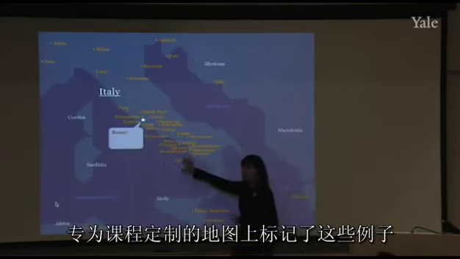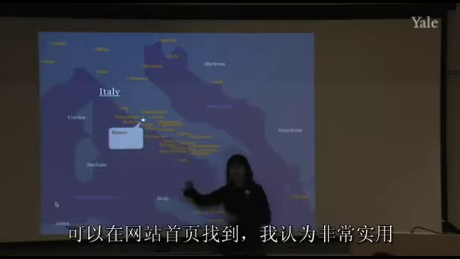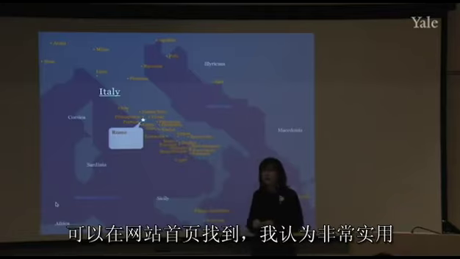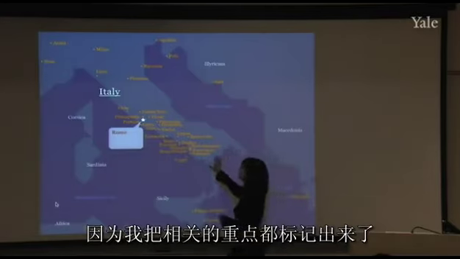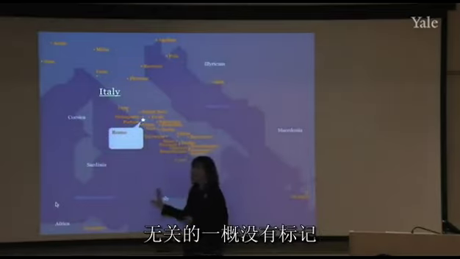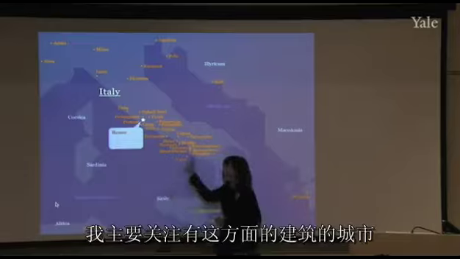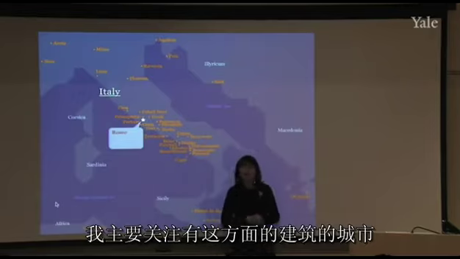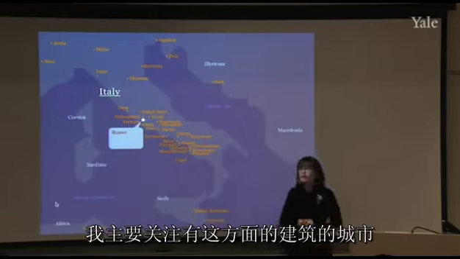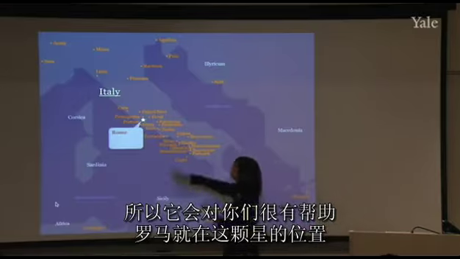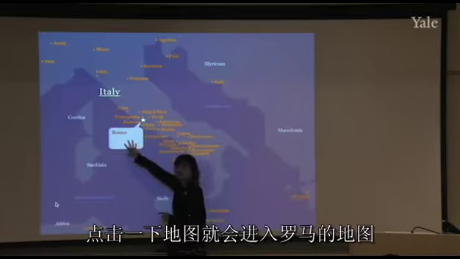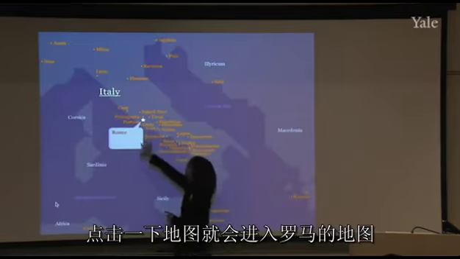This is a map that was custom made for this course. You can find it on the web portal. And I think you'll find it very useful, because what I've done here obviously is focus on, I don't clutter it up with a lot of places we're not looking at. I focus on the towns that we are actually going to be looking at buildings in. So I think you'll find it extremely helpful. Rome is here at the star. You can actually click on the map and that will take you to a map of Rome itself.